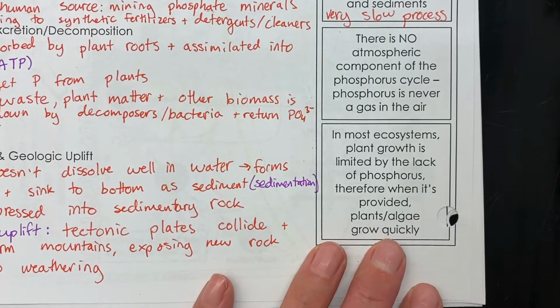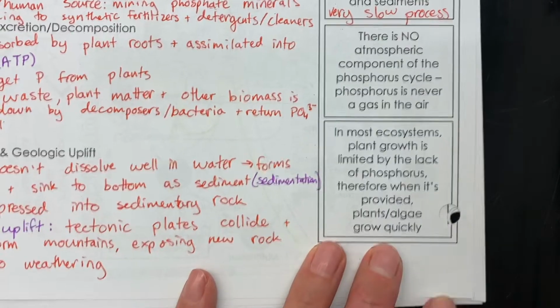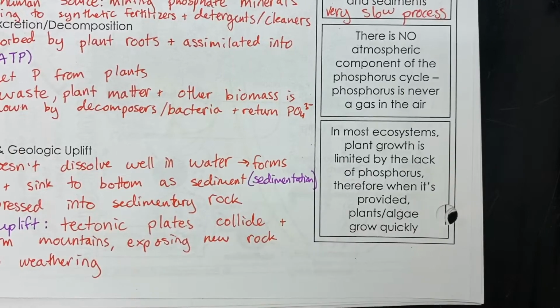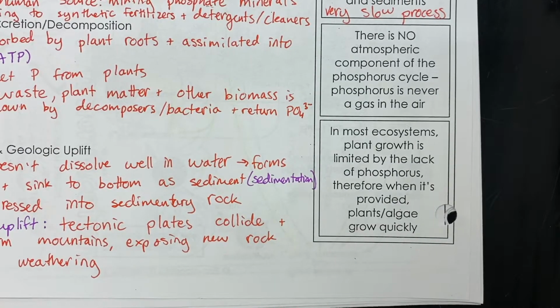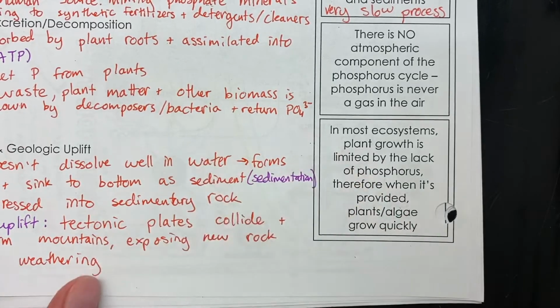Therefore, when we give them phosphorus, plants and algae grow really quickly. So this is why we add fertilizer to our plants. Fertilizer contains carbon, nitrogen, and phosphorus in some proportion. The phosphorus especially helps our plants grow more quickly.